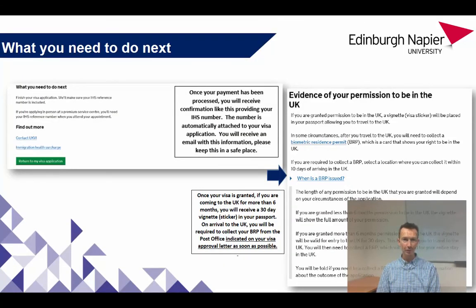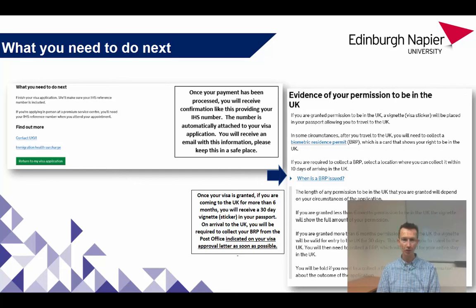So once your payment has been processed, you will receive a confirmation like this, as I said, with your IHS number. As I said, it's attached to your visa application, and you will receive that email with the information. But do keep this in a safe place, just to confirm that you have paid it, just in case the Home Office did come back and say you haven't paid it. Just keep the confirmation email in a safe place in your email folders.